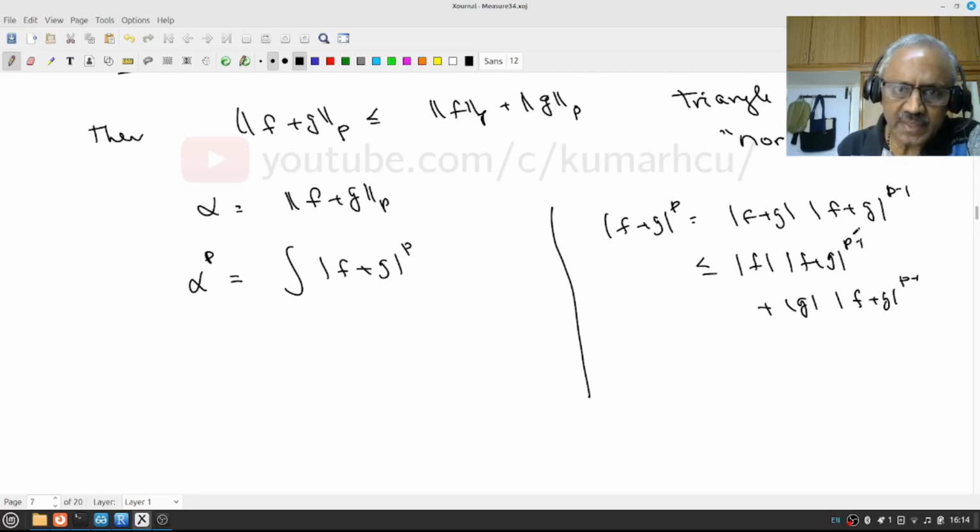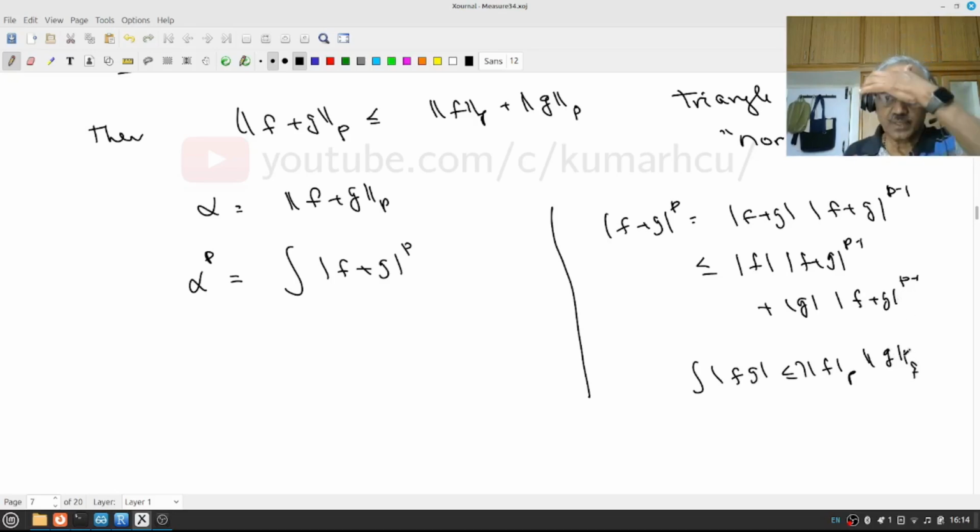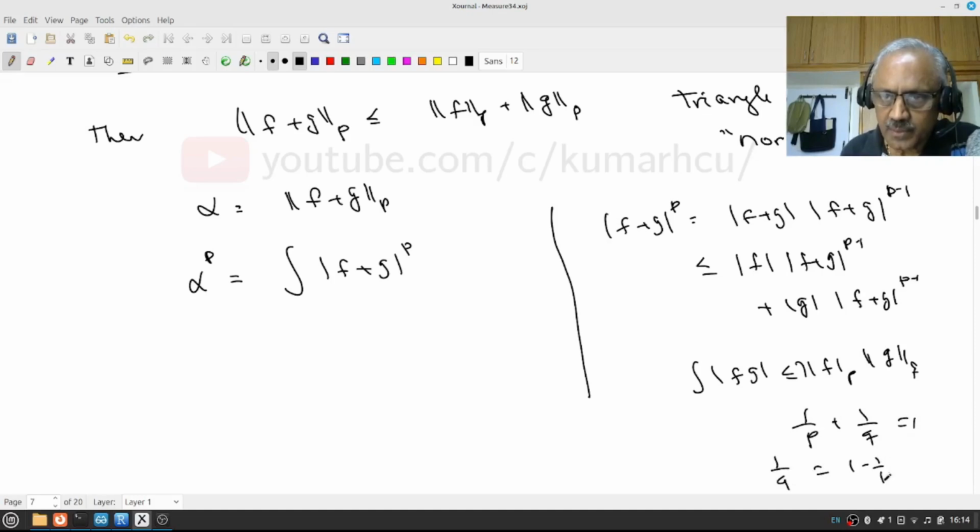Why do I need this? Because I want to use Holder's inequality. If you remember, Holder's inequality says, with f and g not the same f and g, the integral of mod f g is less than or equal to the L^p norm of f into the L^q norm of g. To get q, I need p minus 1. 1 by p plus 1 by q equal to 1. Therefore, 1 by q equals 1 minus 1 by p. I am just writing so that I will remember. Therefore, my q must be p by p minus 1. So, I am going to get something here.